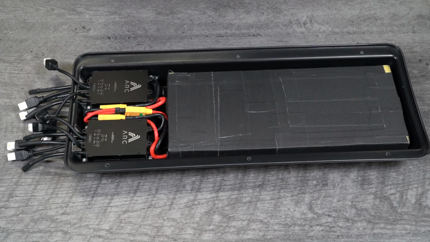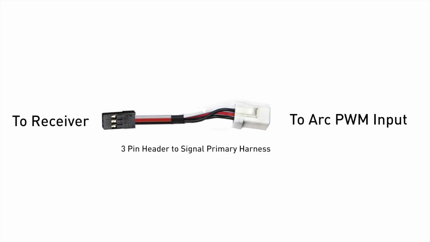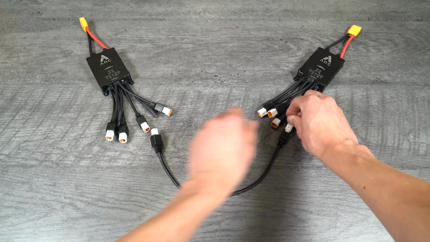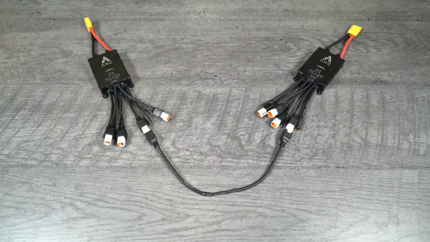Now we'll start the wiring. If you are using a single Arc on your skateboard, you can simply connect the Arc to the throttle receiver via the 3-pin header cable. If you are using more than one Arc, you have two options for connecting the throttle inputs together. For this skateboard, we'll be using CAN networking. For this, you'll need the CAN-to-CAN cable that can be purchased from Freefly.